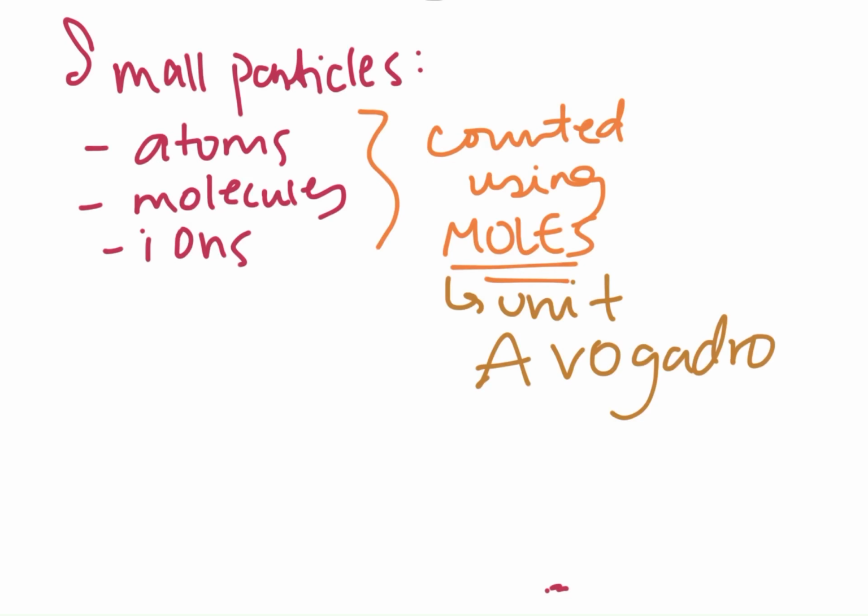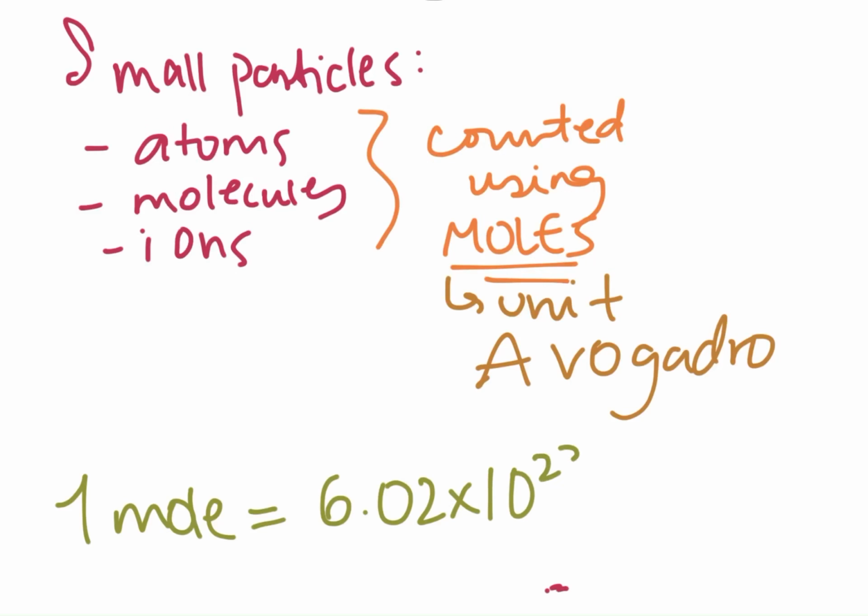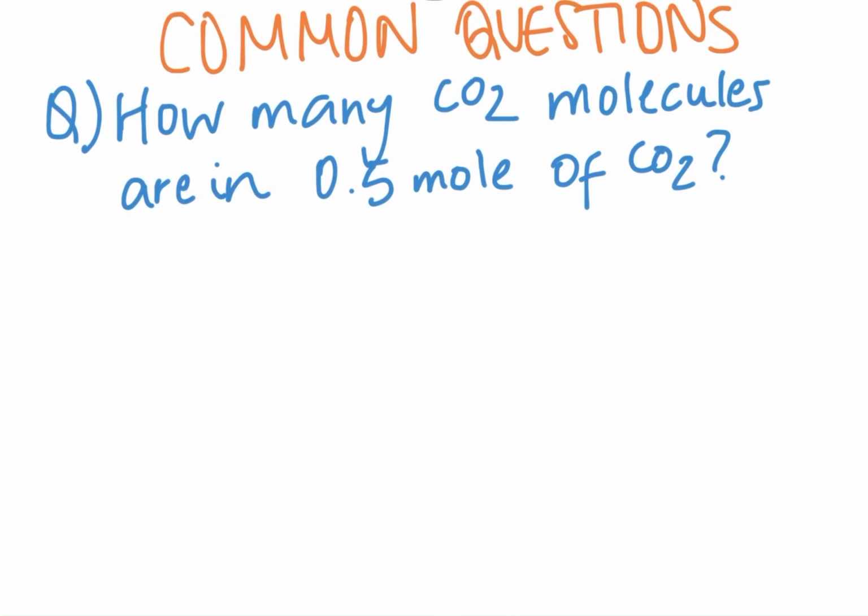And so we have something called a conversion factor that we use to calculate the number of particles when we're given the number of moles. The conversion factor is 1 mole is equal to 6.02 multiplied by 10 to the power 23 molecules. You should memorize this because it's very important to solve problems. And so we're going to be solving some questions, and these are the common questions that I always see.